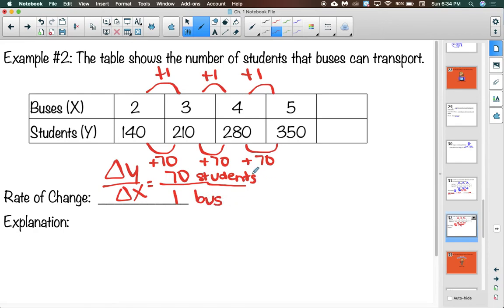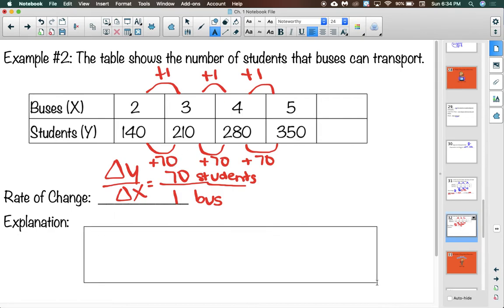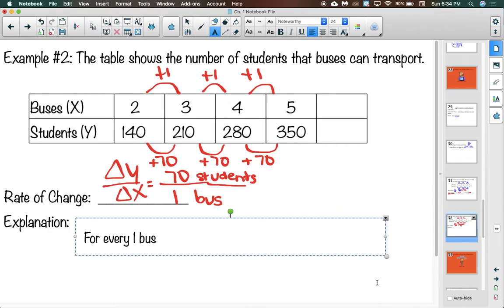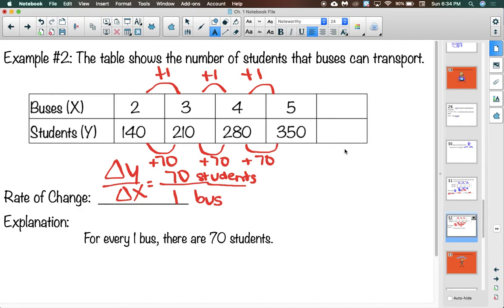Okay, so we are lucky here. This is already a unit rate. All we have to do is write our explanation. And our explanation is going to be for every 1 bus, there are 70 students. So as we increase the number of buses by 1, we can increase the number of students by 70. Again, just really quickly, I want to note this is another constant rate of change because all the units are the same each time. They go up by 70 and up by 1, and they result in the same rate of change.